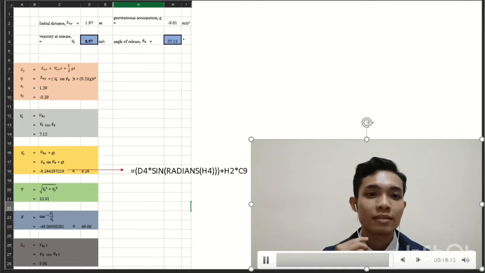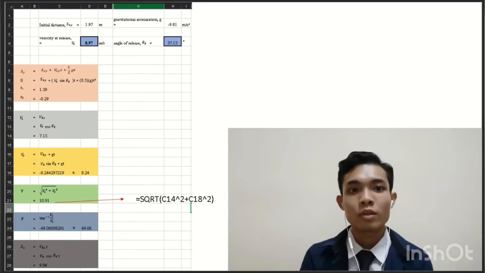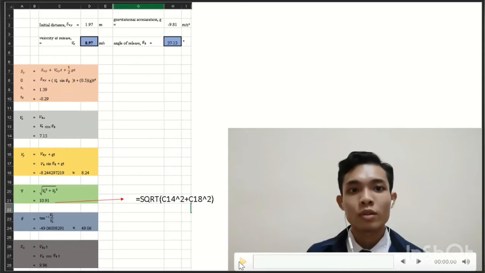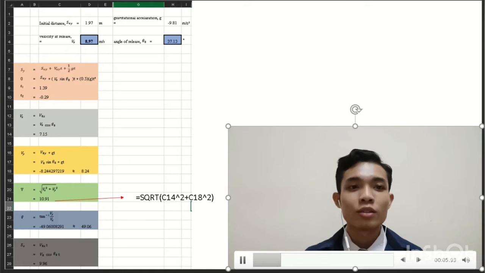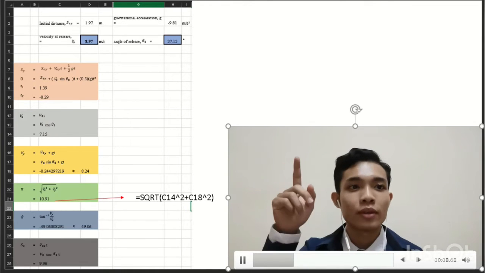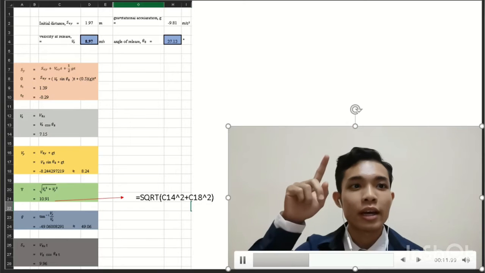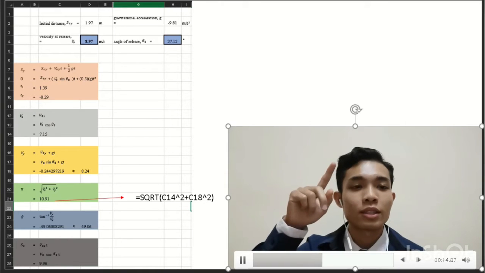Okay, for the part where we calculate v, it is actually the square root of v squared, which we take at c14, so we need to square c14 and then we add v1 squared, which is taken at c18, and you square it by 2.